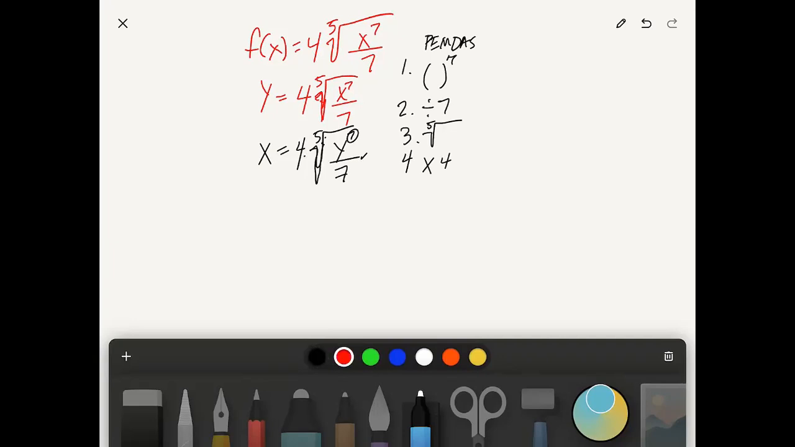And now we're going to do the inverses. So the inverse of raising it to the 7th power is taking the 7th root. The inverse of dividing by 7 is multiplying by 7. The inverse of the 5th root is raising it to the 5th power. The inverse of multiplying by 4 is dividing by 4.